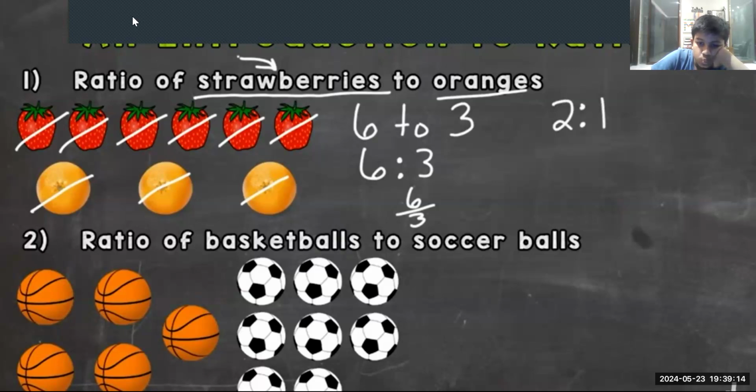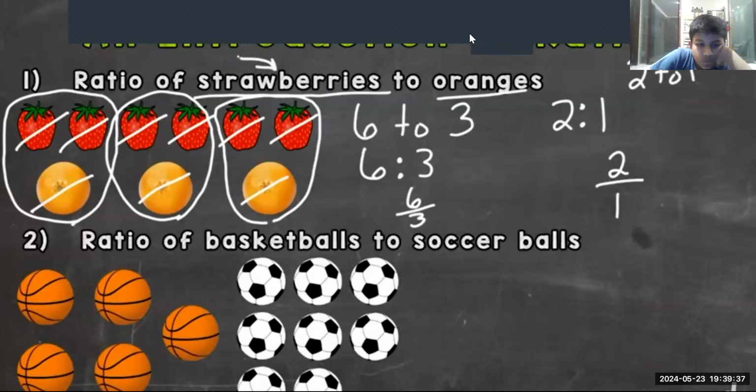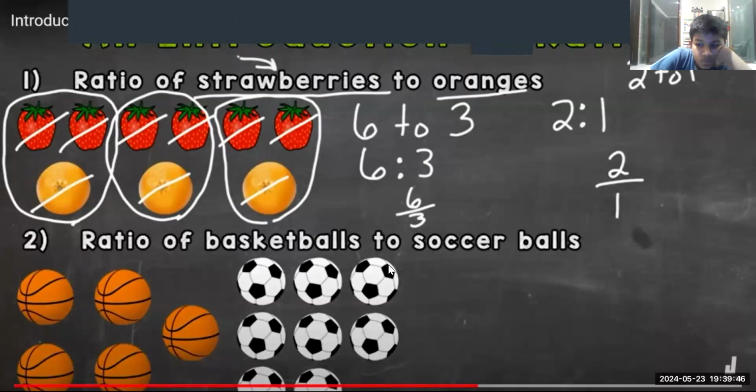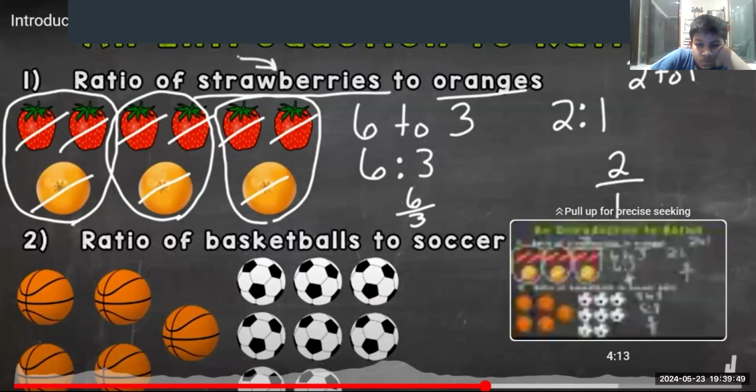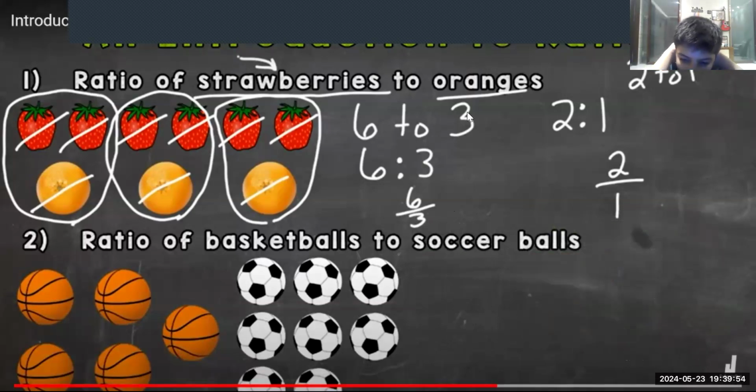So I'll do the colon way here first. Or I could put 2 to 1. Or the fraction, 2 to 1. And let's take a look at our picture over here. For every 2 strawberries, there is 1 orange. So our simplified ratio matches our picture over there of the strawberries and oranges. Okay? So again, we can use the word 2, a colon, or a fraction. Whatever comes first in your ratio, right? Strawberries to oranges up here.